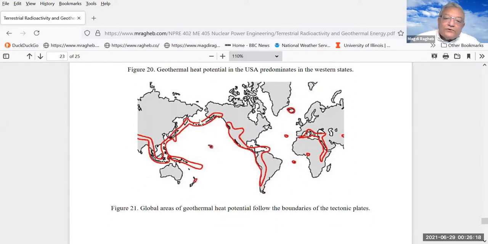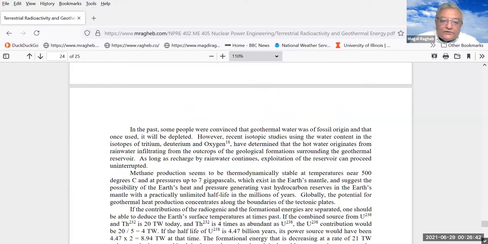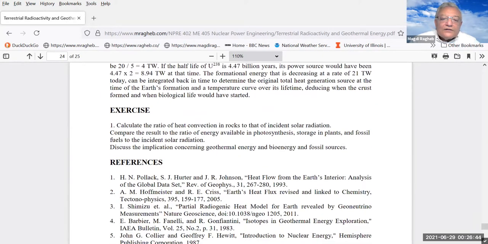And all over the world, geothermal energy would be available along the areas of the tectonic plates. Here in the Middle East, you could see it in the Mediterranean region, the Red Sea region, along all the west coast of the Americas, North and South America, and around the Ring of Fire in the Pacific. So that is a form of energy that is available to humanity in general.